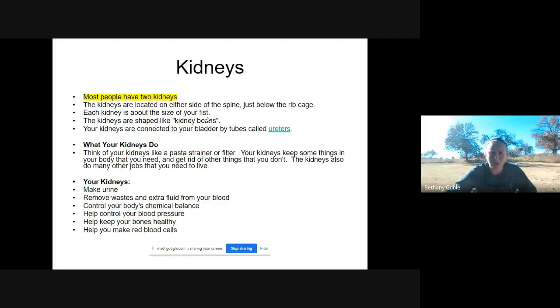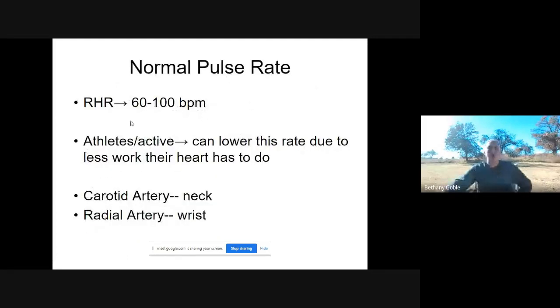Okay, so now we're talking about pulse rates. RHR, what does that mean? Resting heart rate. So a typical person, and this is just when you're chilling, you're hanging out, maybe you're sitting in class, maybe you're just sitting here watching this. Your beats per minute, that's what this is, should be about 60 to 100 beats per minute. The lower you are, like in the 60 range, that's typically the healthier your heart is.